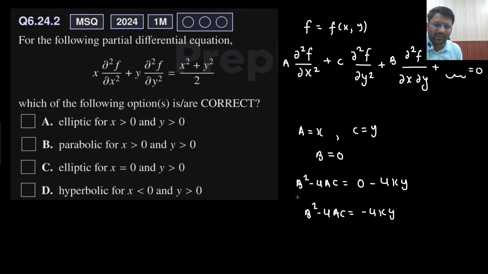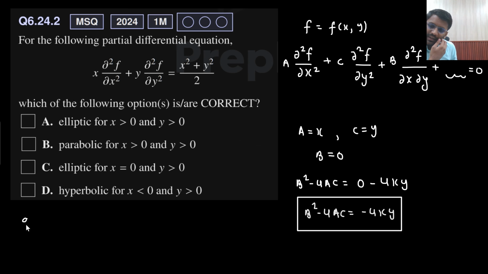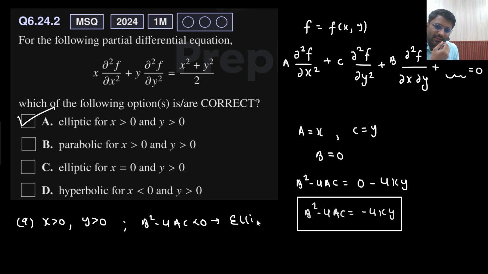B square minus 4ac, this is the value that you are getting. Now if x is greater than 0 and y is greater than 0, then what will happen? So this is greater than 0, this is greater than 0, that means b square minus 4ac would be less than 0. What does that mean? It will be elliptical.